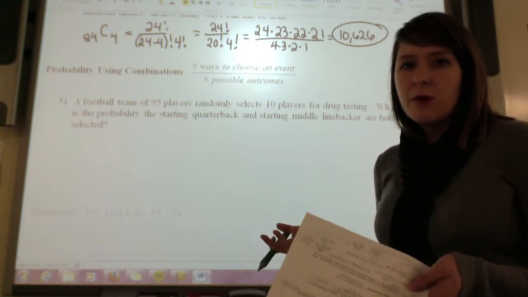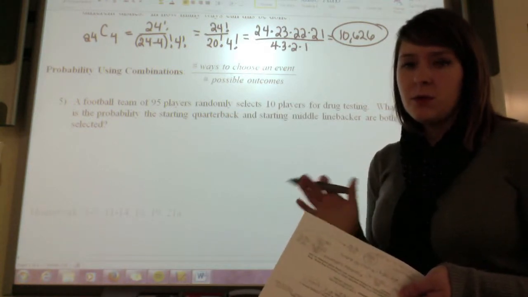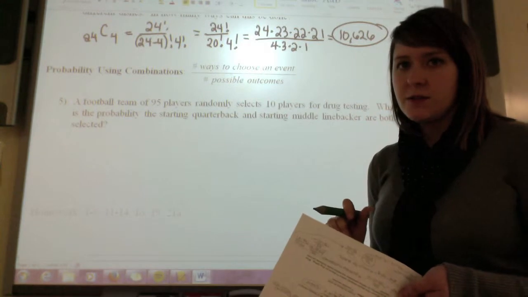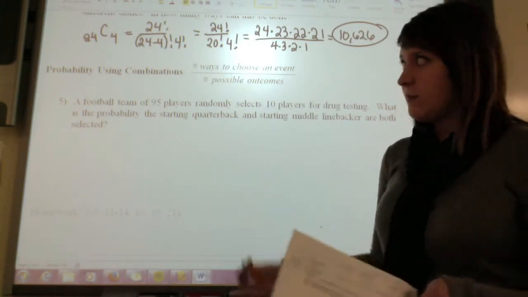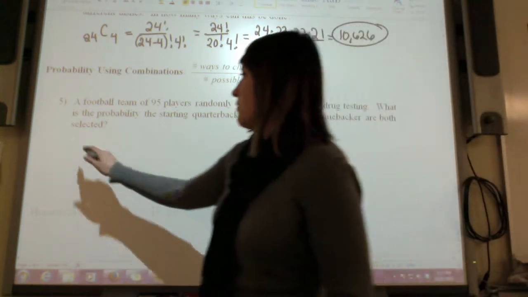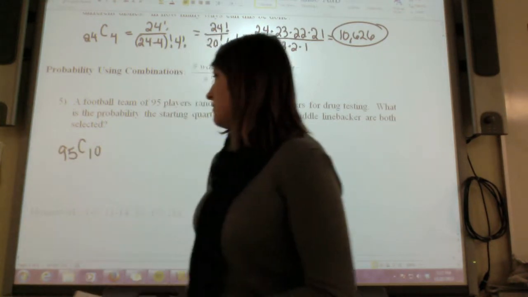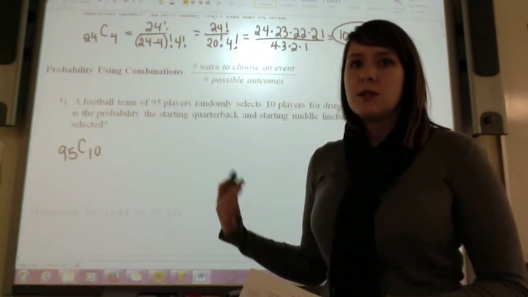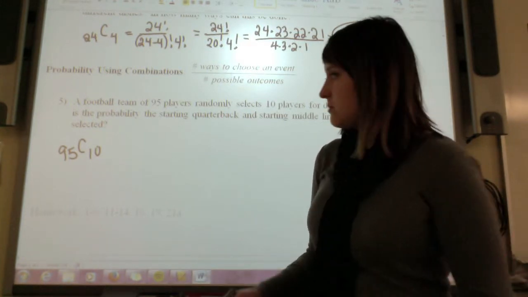Does it matter what order they're drug tested in? Not really. It's going to be the same group of people. If you're drug tested first, good for you. You're all just standing in a line, getting drug tested the same day. Doesn't matter. So order doesn't matter in this problem, which means I'm going to use a combination. So for the total possible outcomes, I'm going to do 95 choose 10. I'm choosing 10 people out of the total of 95. So that's my number of possible outcomes.